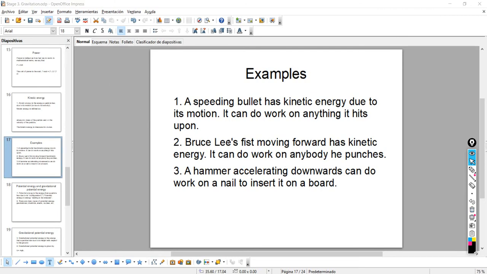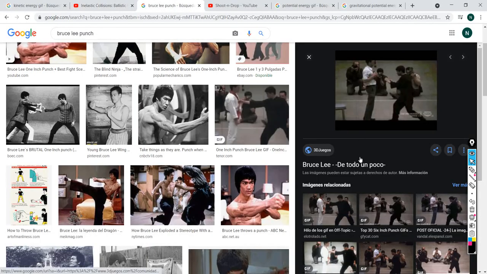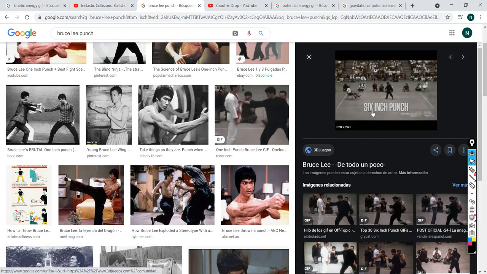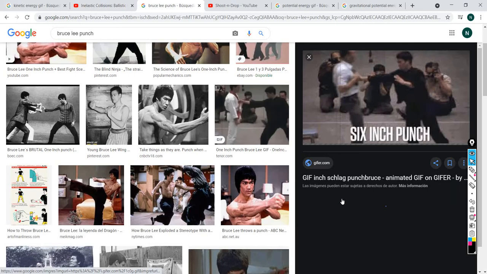Second example, Bruce Lee's fist moving forward has kinetic energy. It can do work on anybody he punches. Let's see. Look at this. And well, yeah, this one is fine, I guess. Is there anything larger?